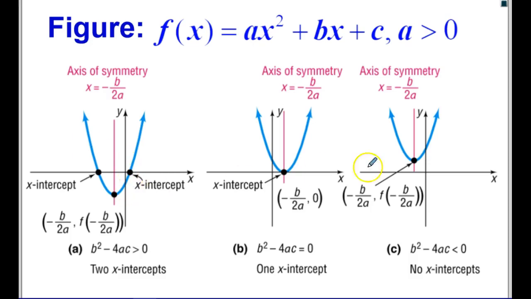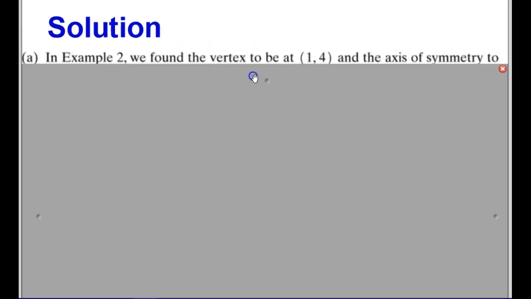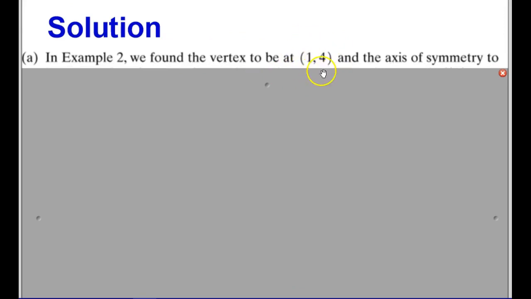Okay, so again, here's kind of the graph of what we were just looking at. So I can cross it twice, I can touch it once, or I don't have to touch it at all. And this will tell me my x-intercepts. So we're going to use the same quadratic that we've looked at before and actually start graphing it now. So I want to find my intercepts. We found the vertex, I want to find the intercepts. Then we can look at the domain and range of this equation and then figure out where it's increasing and decreasing.